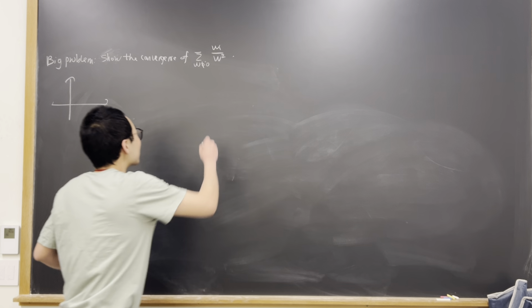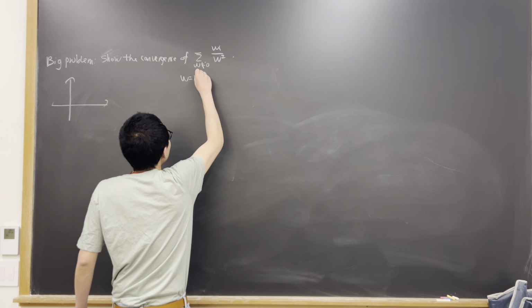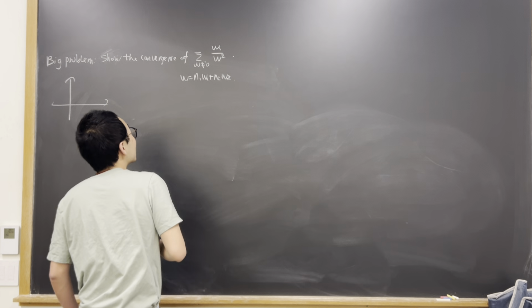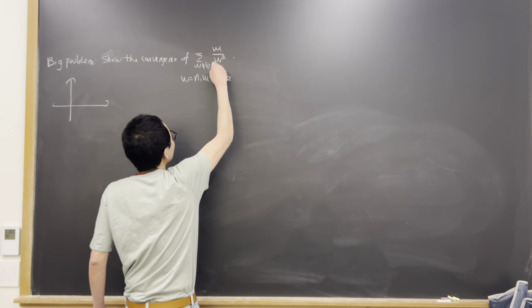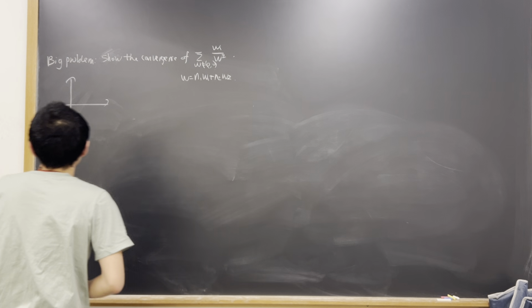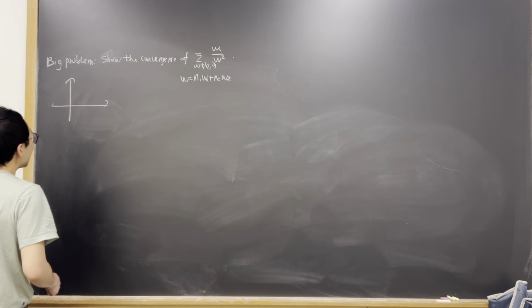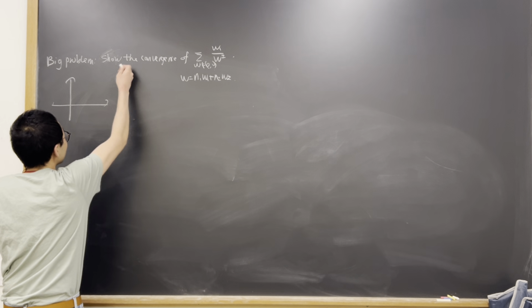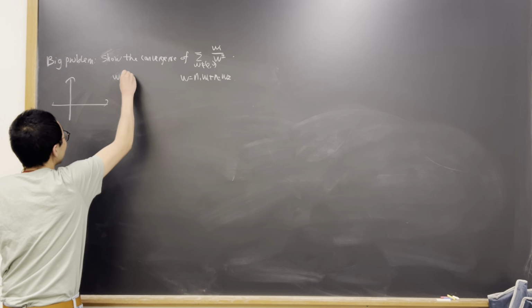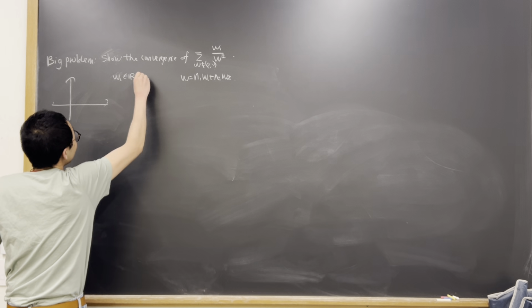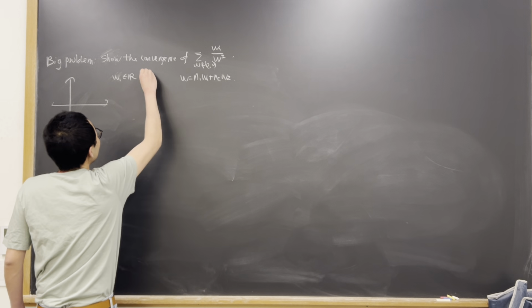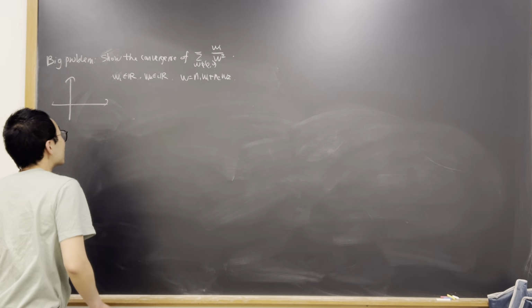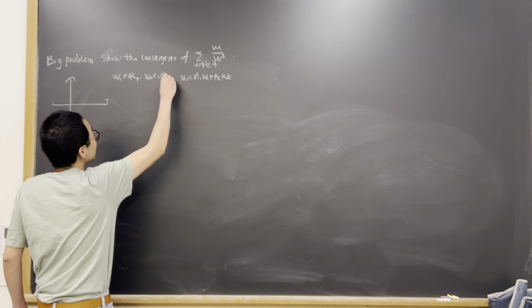Where this omega is equal to n1 omega 1 plus n2 omega 2, with omega not equal to 0, 0. We are under the special case where omega 1 lies in the positive real numbers, and omega 2 lies in the positive imaginary numbers.